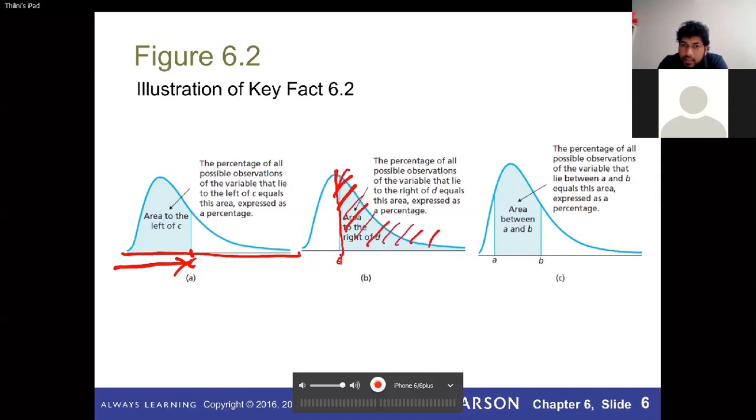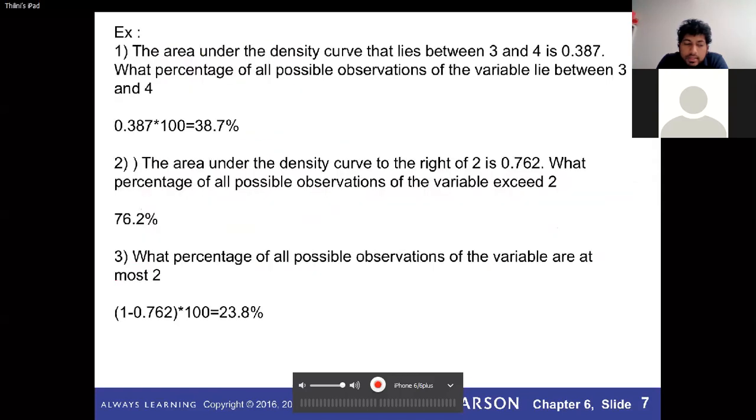Clear? Area to the right of D, which means everything above the D, or everything on the right-hand side of the D. Between: the area between A and B means, here you have A and B, the area in between these two. That's easy. So try to remember these two words.